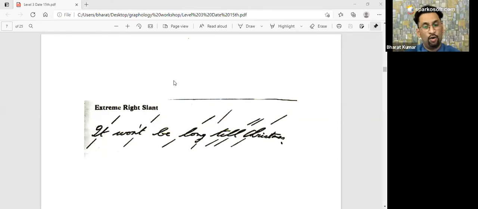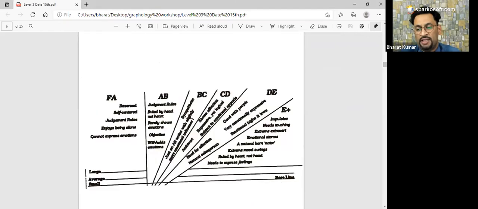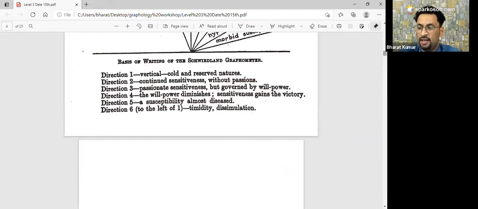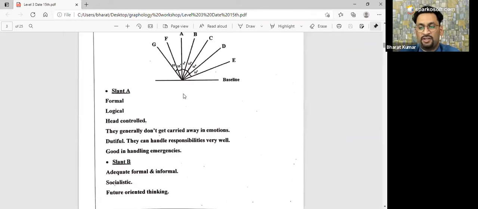To measure the slant, you have to always use a protractor. That's why I gave you the diagram so that you can use the protractor to compare. So to compare, you can use this slant. In this slant, angles are also given so that you can understand.